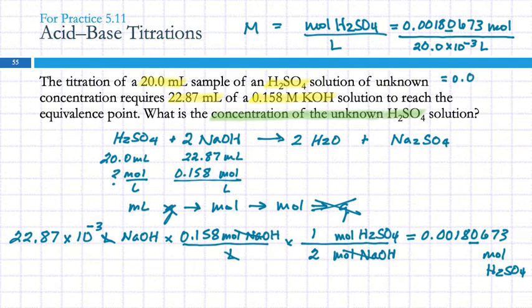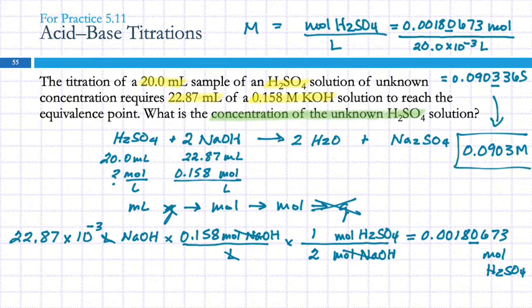0.0903. And then it goes 365. So that's going to be 0.0903 molar, or moles per liter. Any questions?